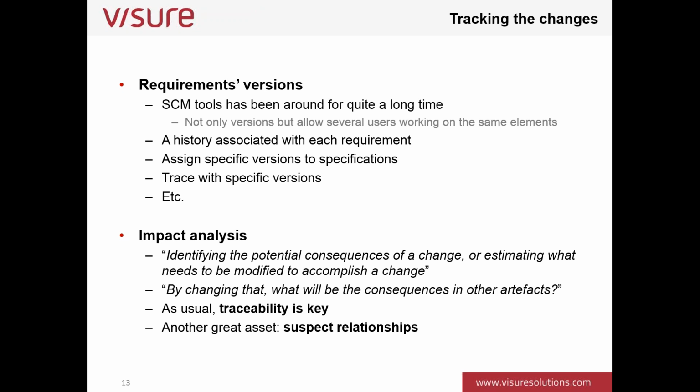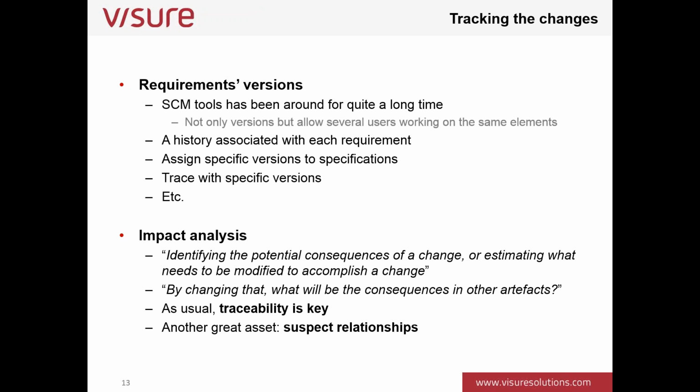Also, the impact analysis is going to be super important, which is basically identifying the potential consequence of a change or estimating what needs to be modified to accomplish that change. Basically, it says, okay, I'm going to change this requirement. What are going to be the consequences in other artifacts? For example, I'm going to change these user requirements. What are going to be the impact in the system requirements related with it? Or maybe in those that are not directly related. What are going to be the changes into the test? Which test I need to run again, which test I need to rewrite, things like that.